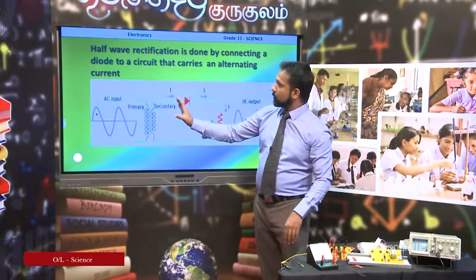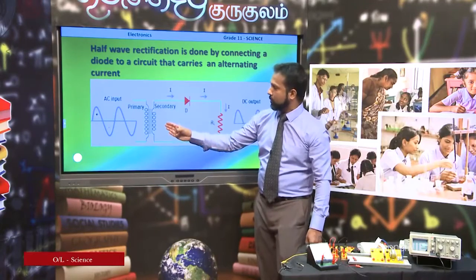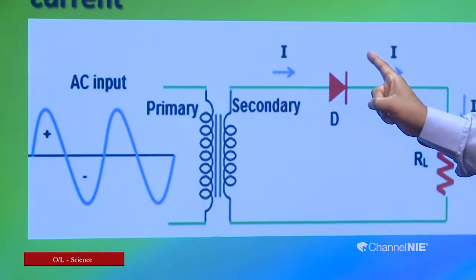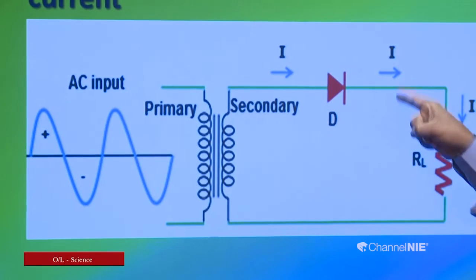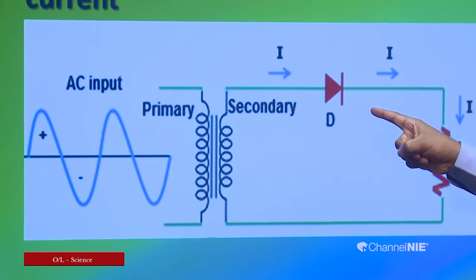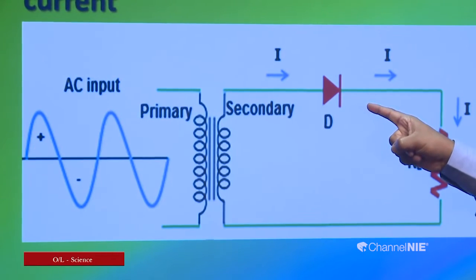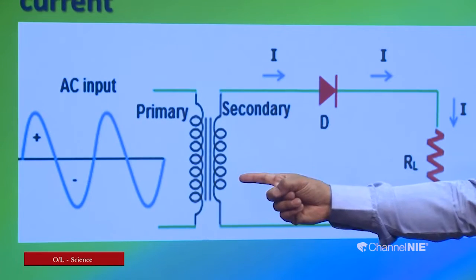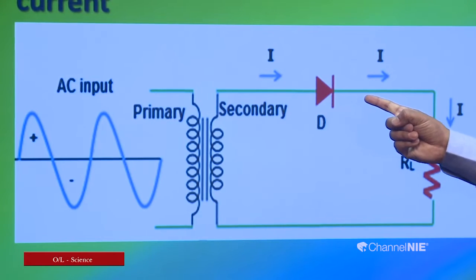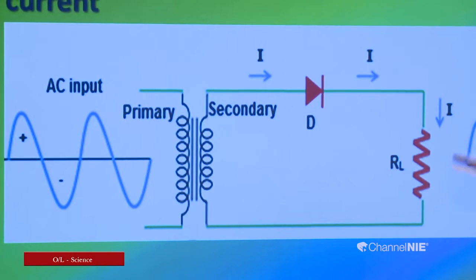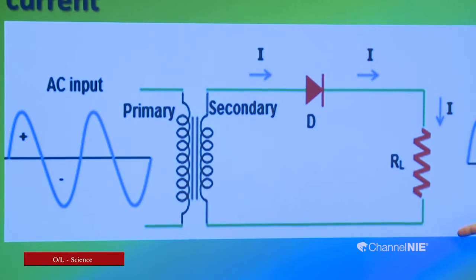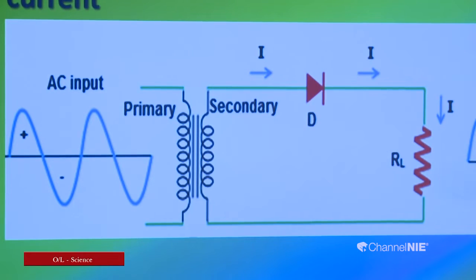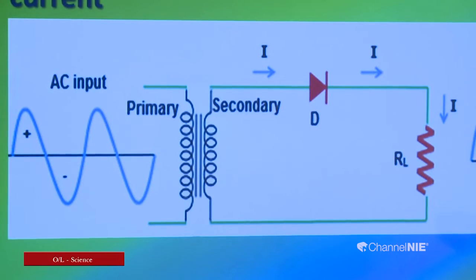This diagram shows you the symbol of a step down transformer. After that, current passes through that. Can you remember, my dear children, what this symbol is? Yes, I am sure you can remember, this is the symbol of a diode. So the AC current passes through the diode. Then this is the resistive load. Here we can use a resistor, if not a bulb or whatever appliance operated by electricity.